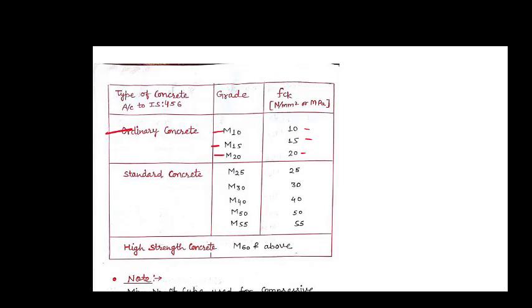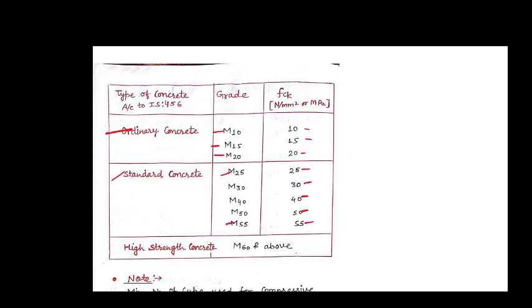Okay, and another one is standard concrete. Standard concrete ranges from M25 to M55, which is used for high strength construction, and its characteristic values are 25, 30, 40, 50 and 55.